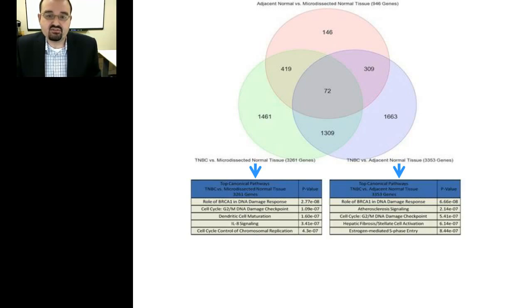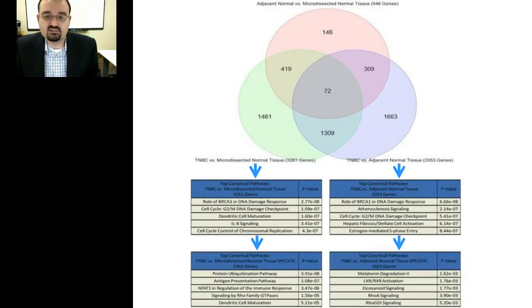Here is the Venn diagram of the number of genes that differentiate these groups. In the Venn on the top, in pink, you have the number of genes that separate adjacent normal from microdissected normal, about 946 genes. The number of genes that separate triple negative from microdissected normal is 3,261 genes. And on the bottom right, triple negative versus adjacent normal tissues is at 3,353 genes.